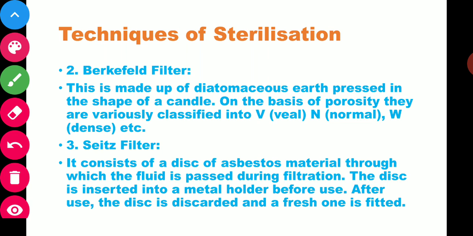The Berkefeld filter, this is made from diatomaceous earth, that is, algae, the diatoms, which are used for this purpose, and it is pressed in the shape of a candle. On the basis of porosity, they are variously classified into veil, normal and dense. Third is the Seitz filter. It consists of a disc of asbestos material through which the fluid is passed for filtration. The disc is inserted into a metal holder before use. After use, the disc is discarded and a fresh one is fitted.